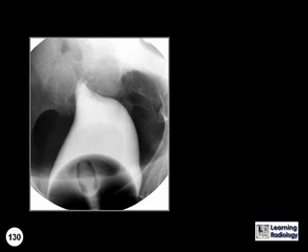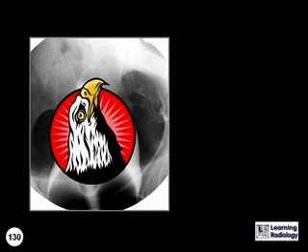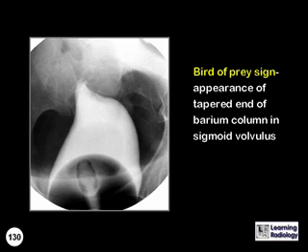What is the name of this sign? Here's a clue. It's the bird of prey sign, which is the appearance of the tapered end of a barium column in sigmoid volvulus.